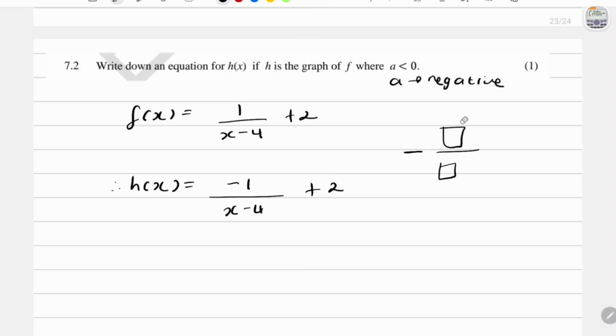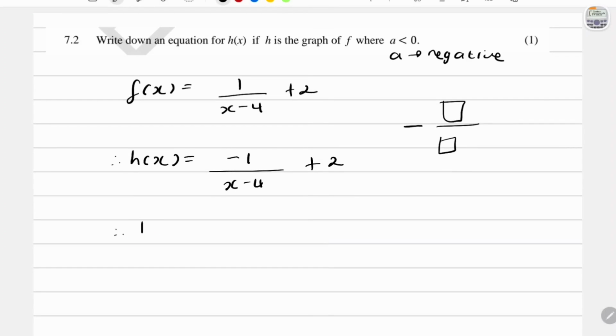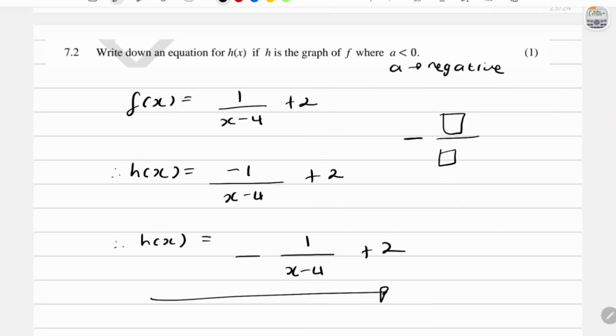To simplify it, to just symbolize that the fraction is negative, it can either belong to the numerator or the denominator, but it's still negative. So I can just rewrite it as h of x is equal to negative 1 over, so negative in the middle, and then we have 1 over x minus 4 plus 2, and that's it. So 1 mark question, very simple. It looks like they're being very lenient as you end off the paper.